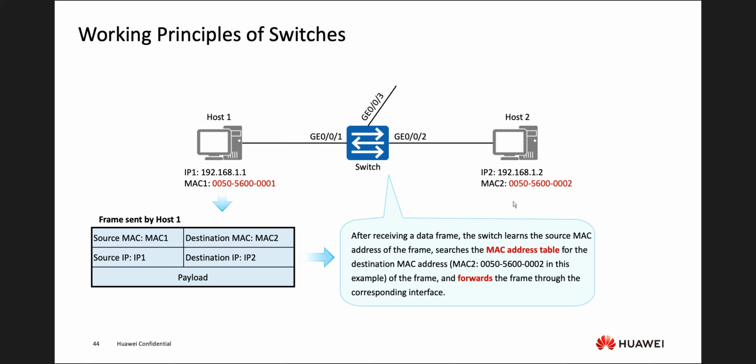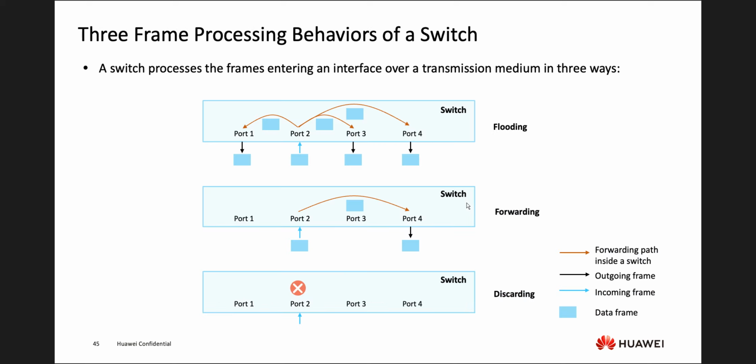And so after it receives the data frame, it learns the source MAC address, and then it sends that accordingly based on what's in the table. So this is just an example of how the switch behaves. And here's the examples of ports on the switch.